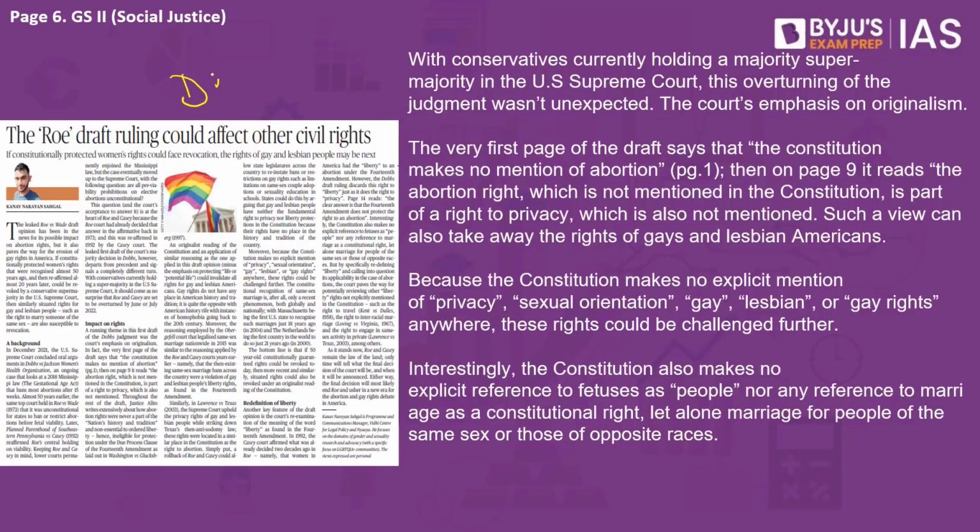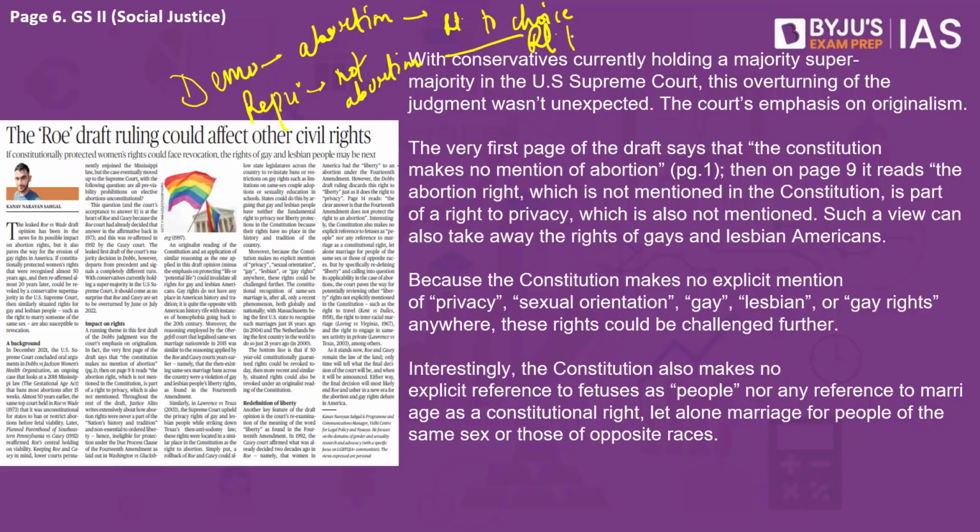So, the Democratic Party, which is more liberal, is in favor of abortion. They are the party who favor the right to choice. On the other hand, the opposition party, that is the Republican Party, to which Donald Trump also belongs, they are not in favor of abortion. For them, they believe that right to life is much bigger as compared to the right to choice.